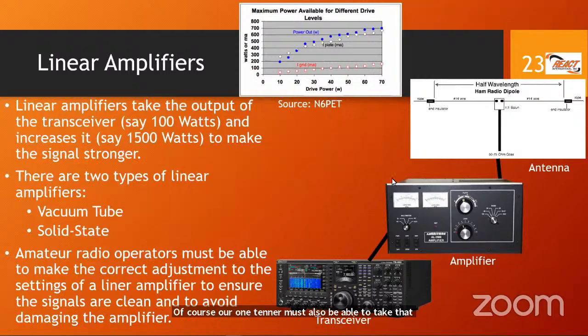But as hams, we use linear amplifiers to increase our drive, to send our signal. So we may be outputting 100 watts from this radio into this amplifier, and with 100 watts in, we may be able to get maybe 600 watts or 1500 watts out to the antenna. That's the linear amplifier.